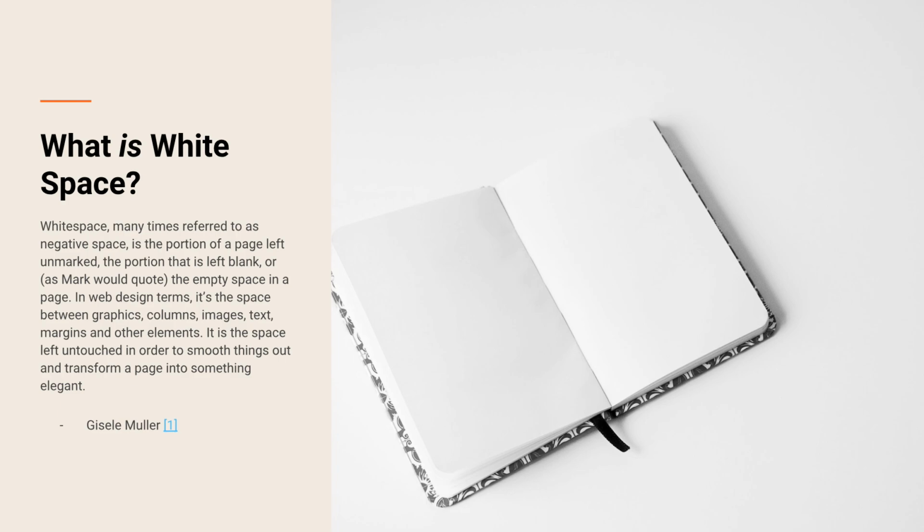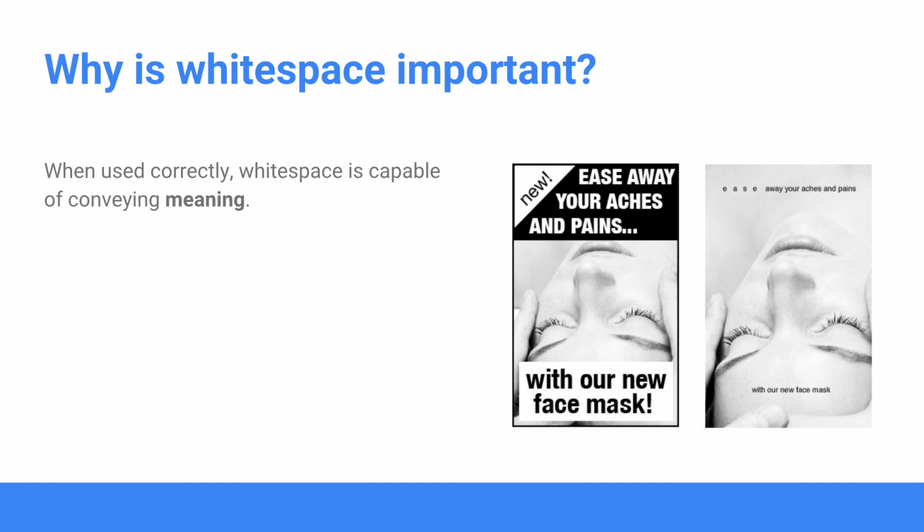So white space is sometimes referred to as negative space, and it is the portion of a page left unmarked or blank, or even just the empty space within a page. In web design, we normally refer to white space as the space between graphics, columns, images, text, margins, and other elements. This is the space that is left untouched in order to smooth things out and transform a page into something elegant. So it sounds like it's pretty important, but again, why is it so important, right? Why are we just wasting space by leaving it empty? But it turns out that it's actually important because white space is capable of conveying meaning.